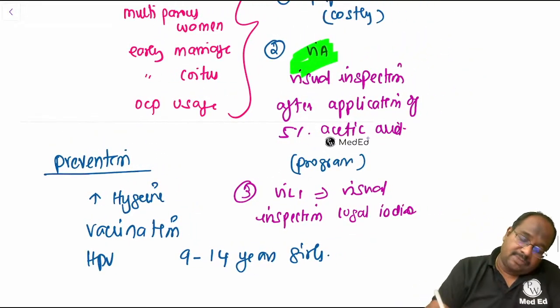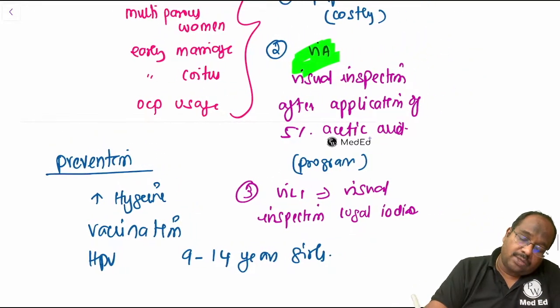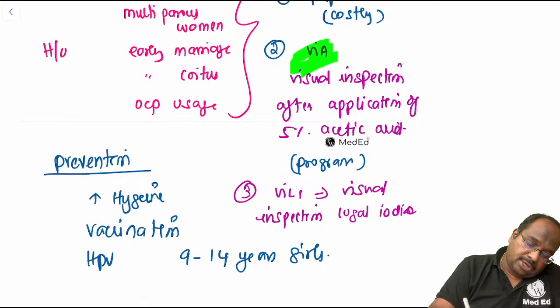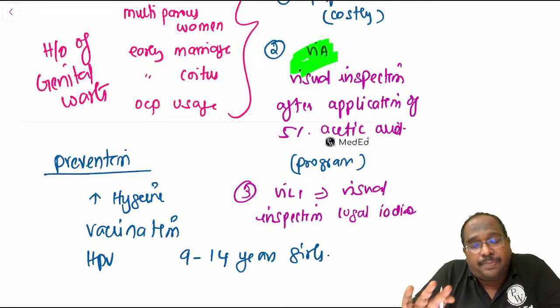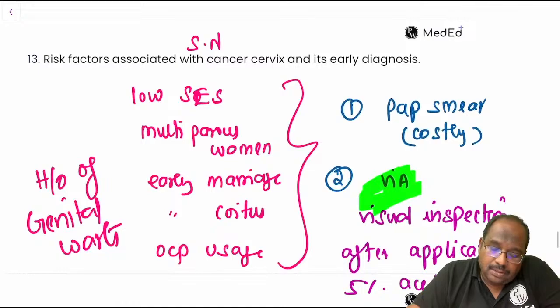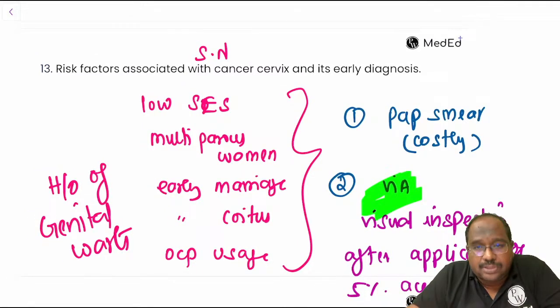Another risk factor is a history of genital warts. Those with a history of genital warts have a higher risk of developing cervical cancer. Fine, this is a short note about cervical cancer.